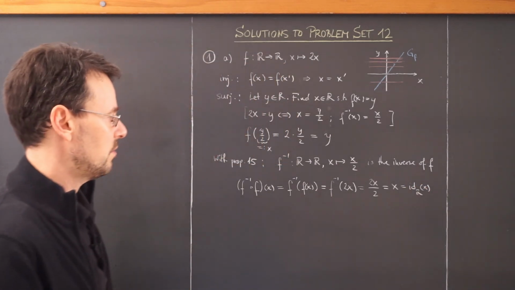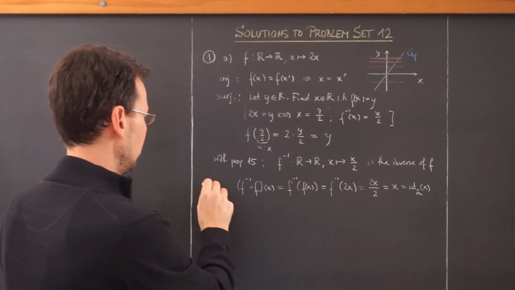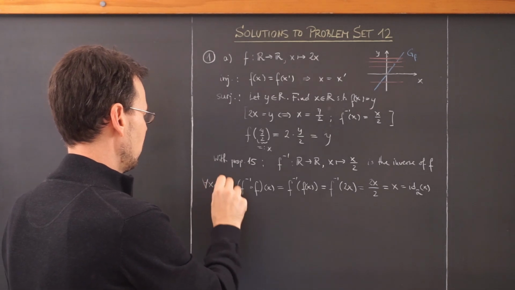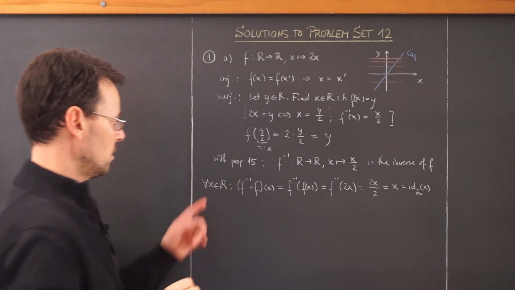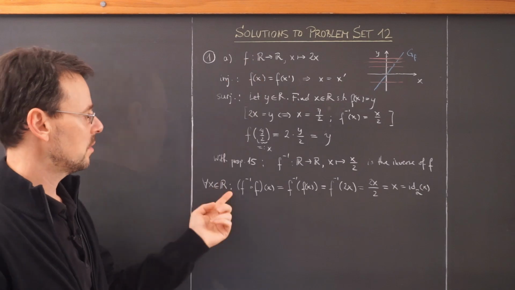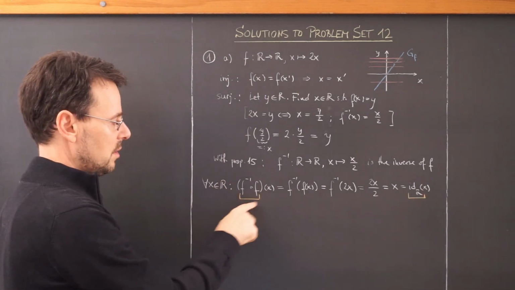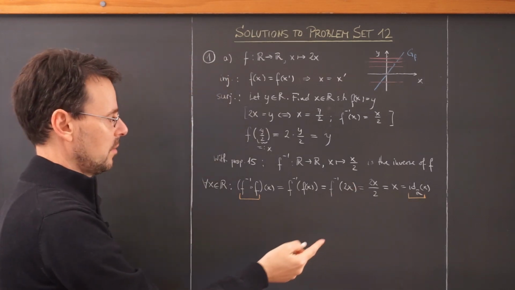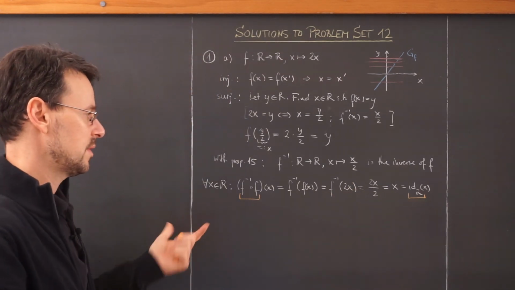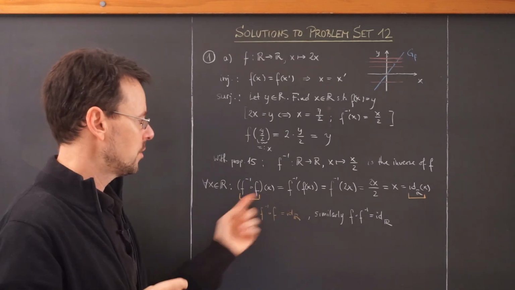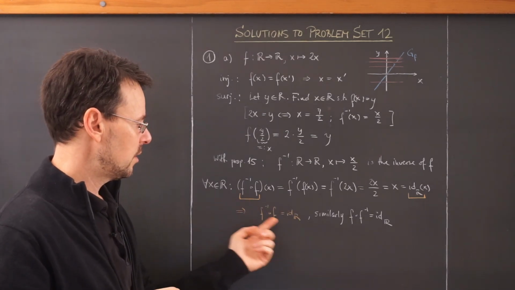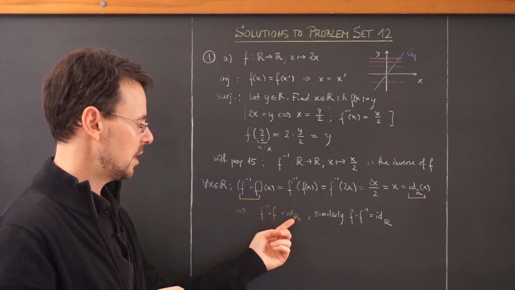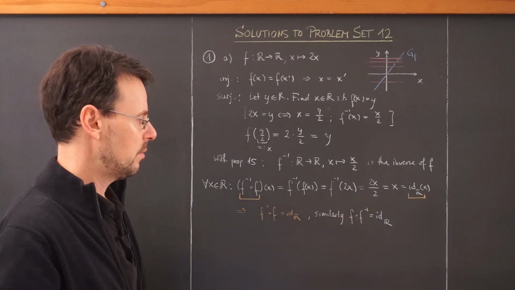So this is the identity of R. And now, to make it perfect, this is true for every element of the domain. And this means that this map here is indeed the identity of R. Now the other way around is almost the same. You do that on your own. So this here implies that this composite is the identity, and similarly the other way around.